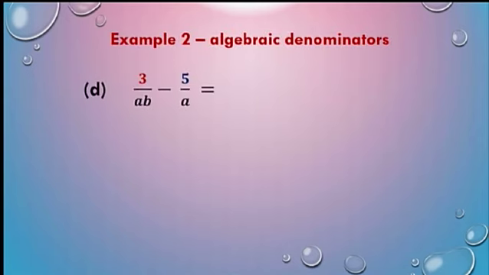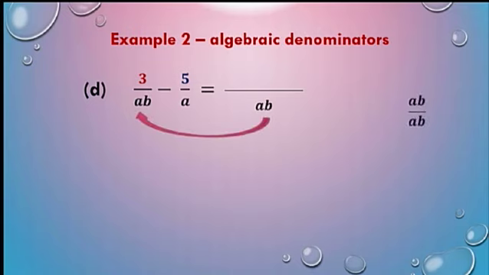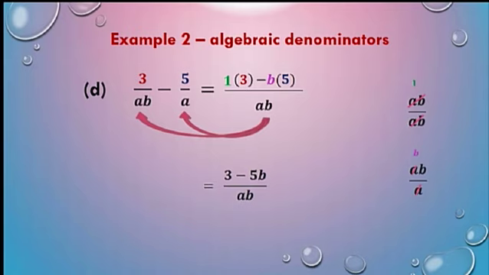Another example with algebraic denominators. 3 over ab minus 5 over a. The LCM of ab and a is ab. ab divided by ab is 1. 1 multiplied by 3, minus ab divided by a is b because a gets cancelled. b times 5, which is 5b. So in the numerator, we have 3 minus 5b over ab.